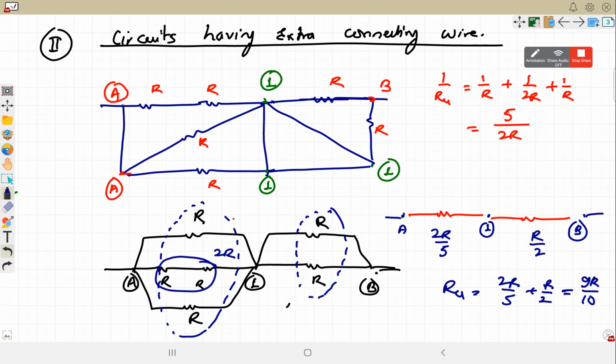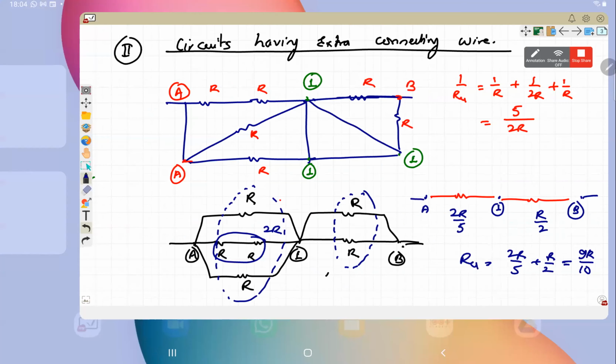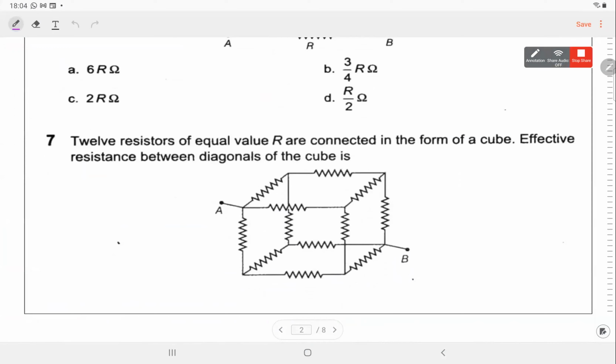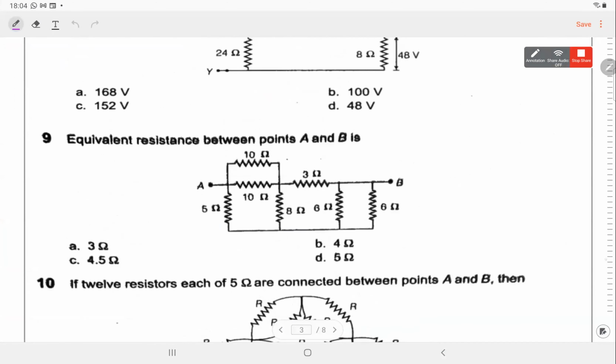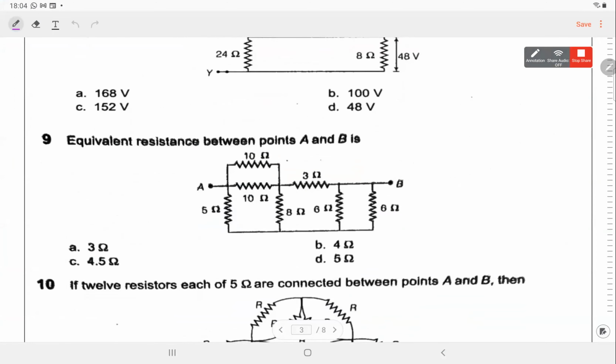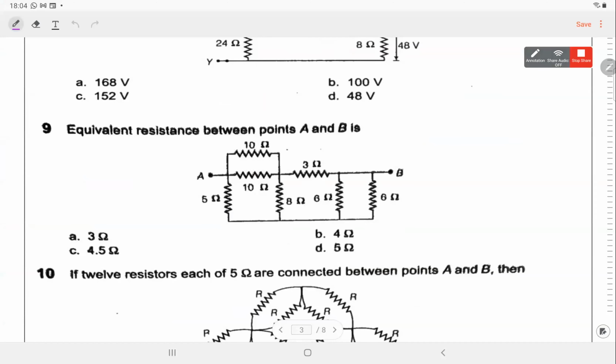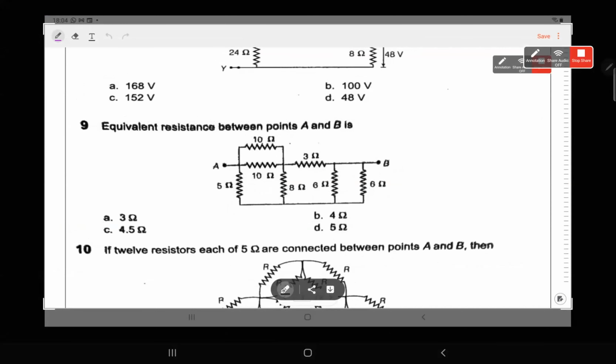So based on the same logic, there are a few questions I want you to solve. From the worksheet, solve question number 9. Let me make the values clearer, as they might not be visible. Question number 9. This is 6 ohm. 6 ohm, 6 ohm, 3, 10, 10, and this is 8. Yes, solve this circuit.